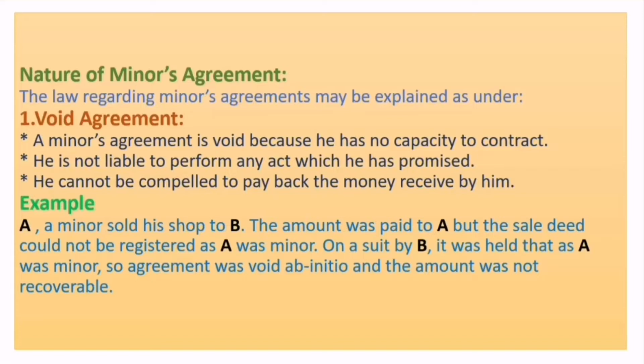Here is example on your screen. A minor sold his shop to B. The amount was paid to A, but the sale deed could not be registered as A was minor. On a suit by B, it was held that A was minor, so the agreement was void ab initio and the amount was not recoverable from the minor. So it is very much important for the parties, when they are going to make an agreement with the others, to check the capacity of the parties. Either parties are competent or not at the time of establishing or forming a contract.